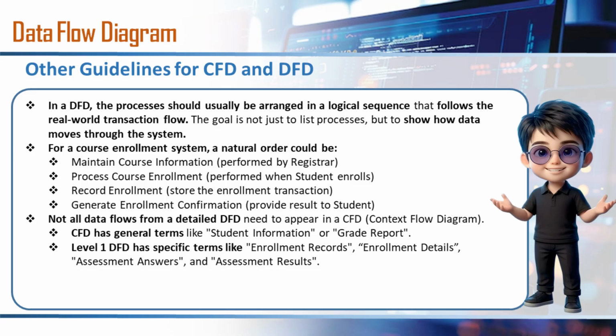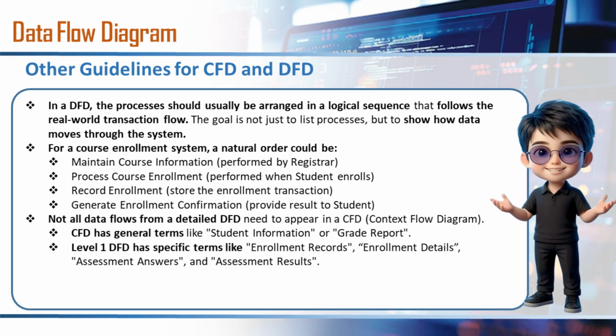In addition, DFD processes should usually be arranged in a logical sequence that follows the real-world transaction flow. The purpose is not simply to list the processes, but to clearly show how data moves through the system and how one process supports another. For example, in a course enrollment system, a natural sequence could begin with maintain course information, which is performed by the registrar, followed by process course enrollment when a student enrolls in a course. The system then records the enrollment by storing the enrollment transaction and finally generates an enrollment confirmation that is provided to the student.